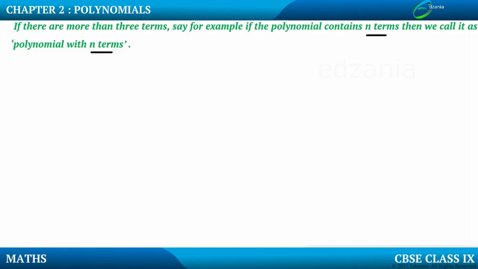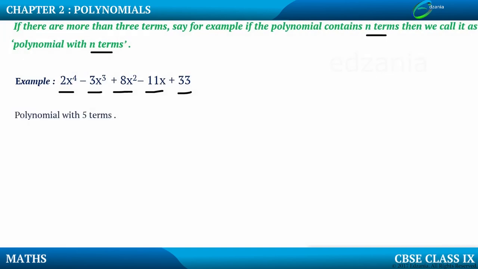Let us see how. So here is a polynomial. How many terms are there in this polynomial? 1, 2, 3, 4, 5. So 2x raised to 4 is one term, minus 3x cube is the second term, 8x square is the third term, minus 11x is the fourth term, and 33 is the fifth term. So there are 5 terms. It does not have any specific name, but we call this a polynomial with 5 terms.